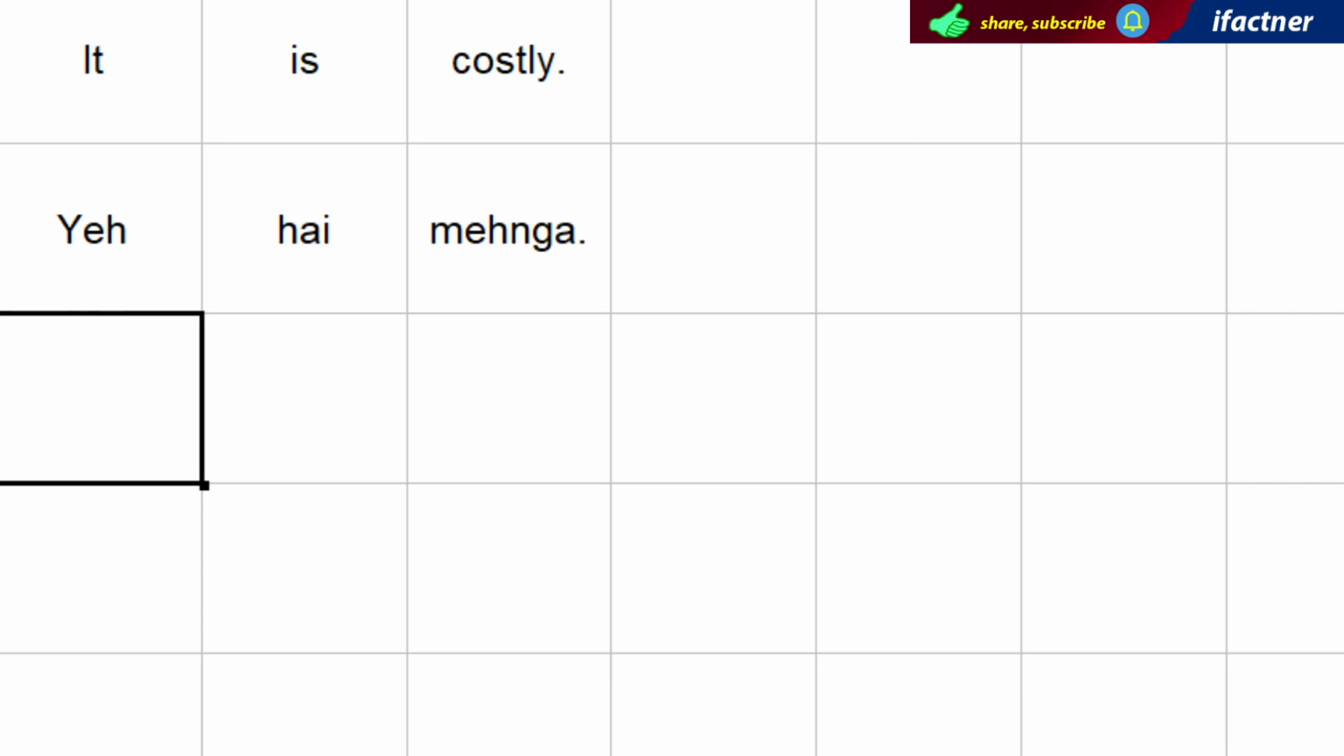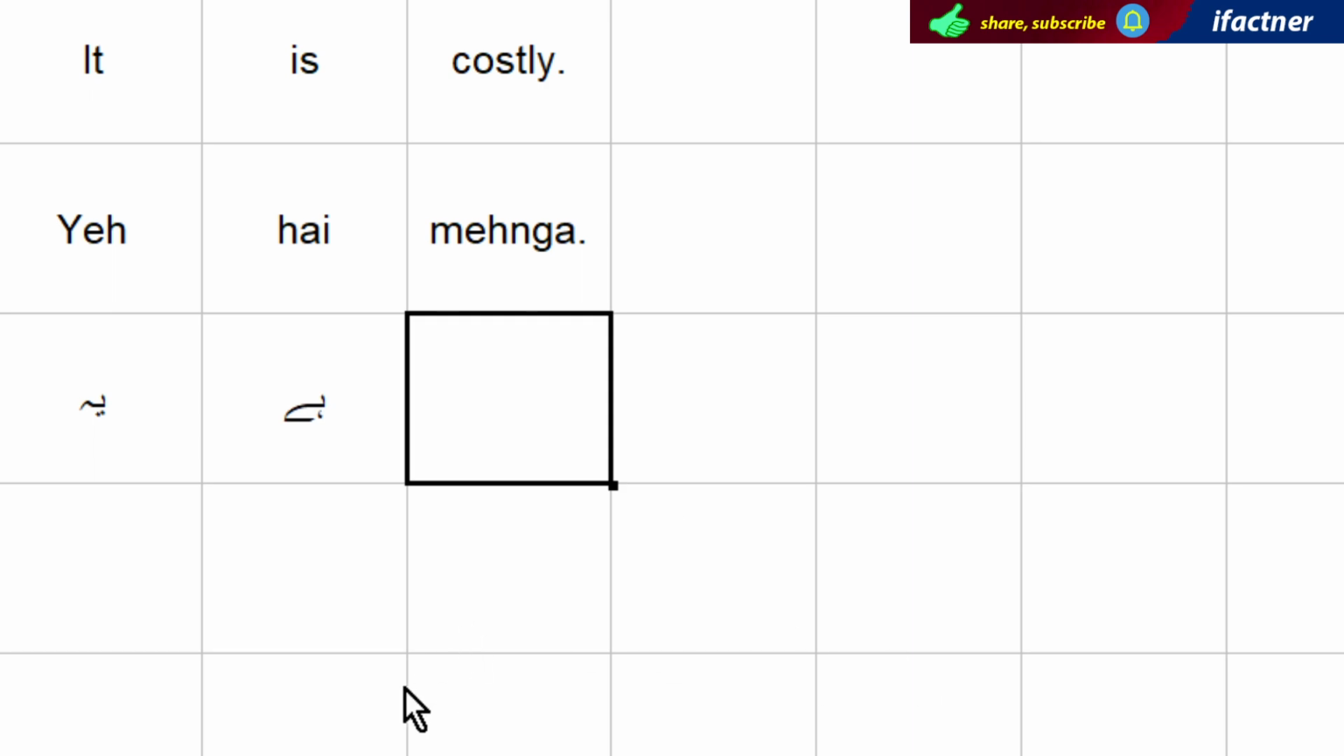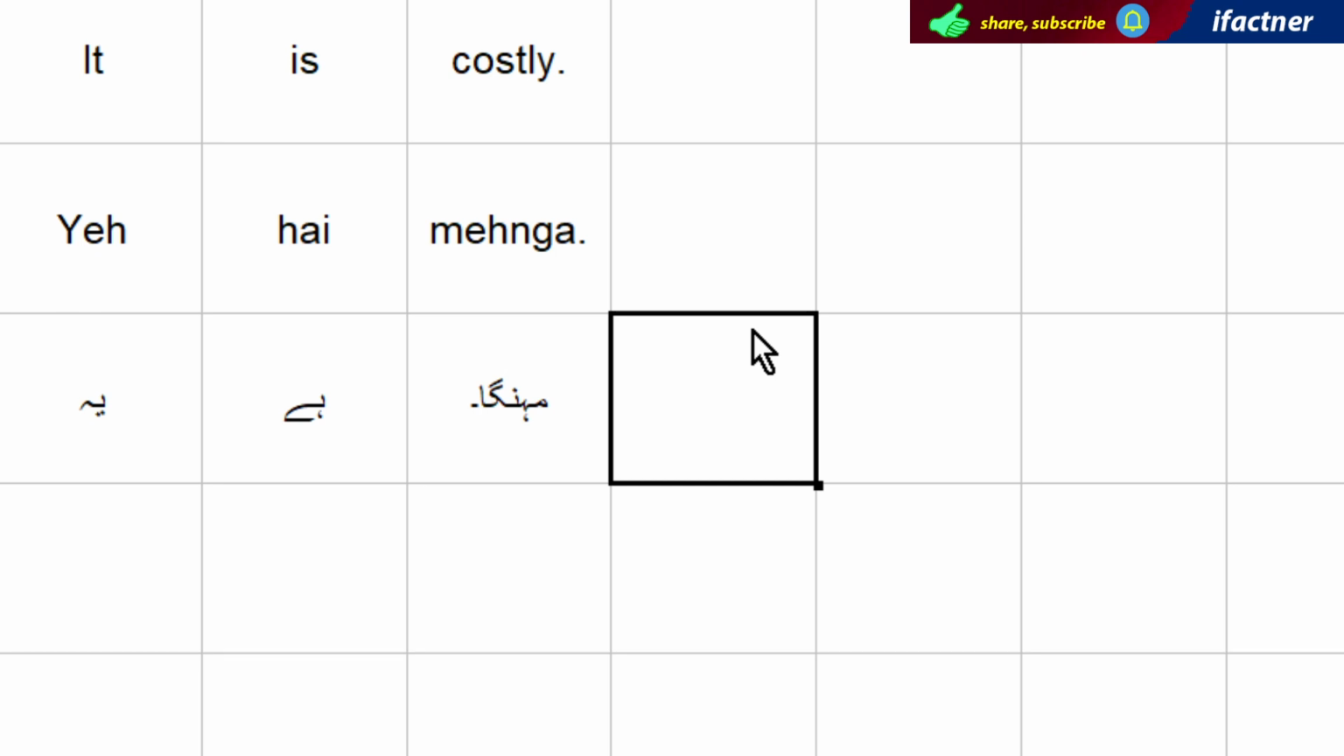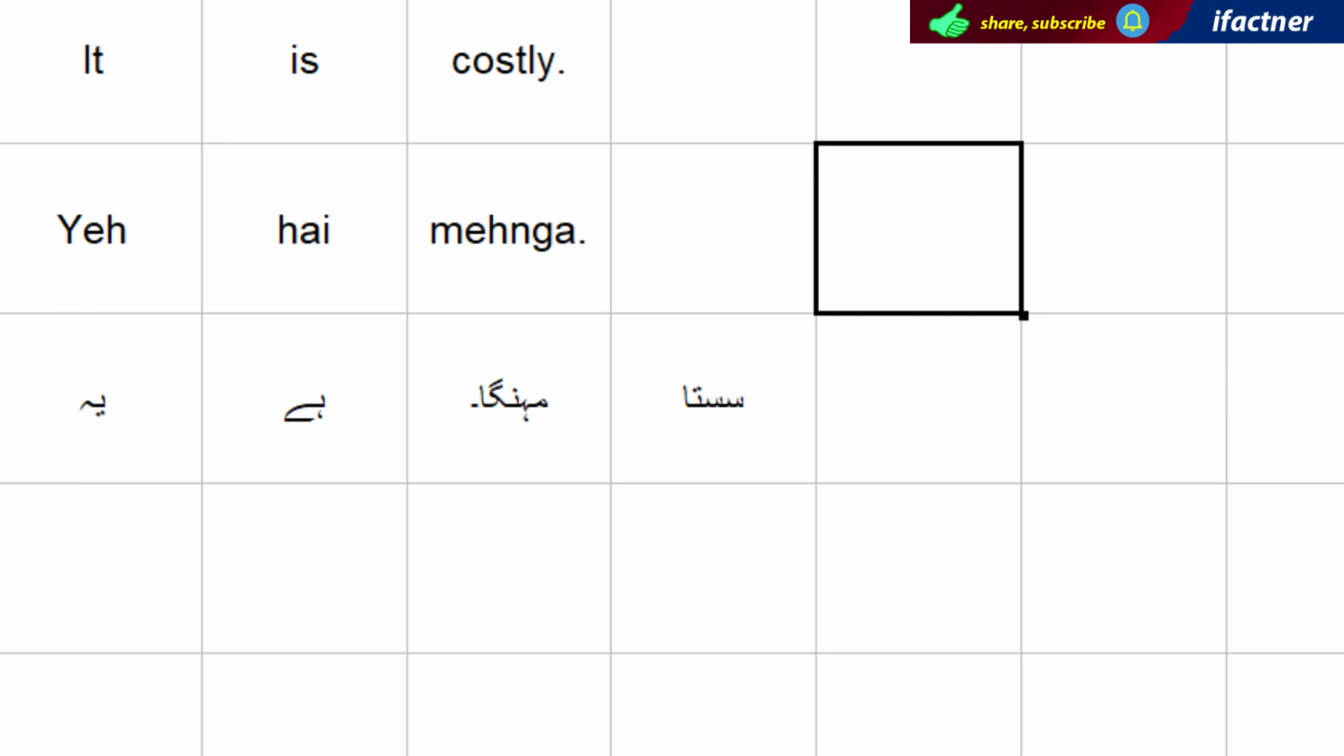So let's see how do we type it in Urdu. Ye can be written or typed as ye. है बड़ी है. And महंगा is मीम है नून गाफ अलिफ का महंगा. ये है महंगा. And cheap is सस्ता. So let me write sasta, sin te alif sasta. So if you want to say cheap, then you will say sasta.